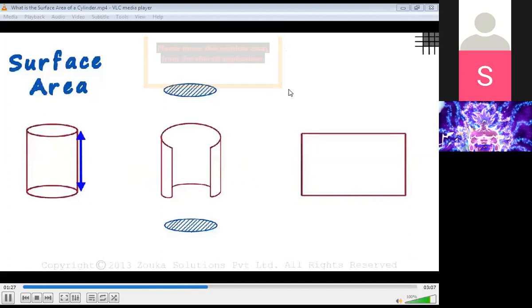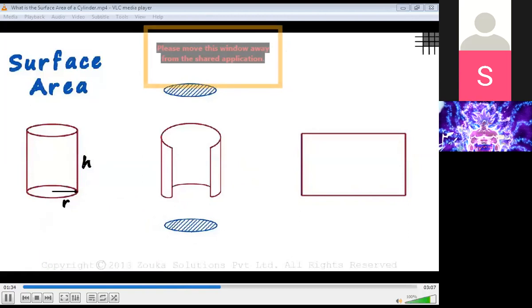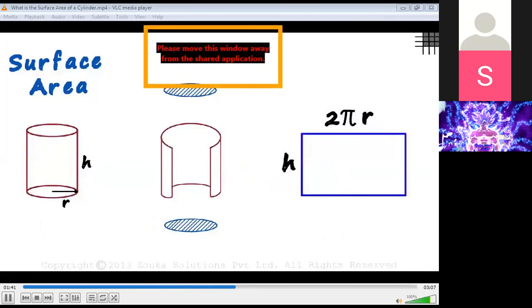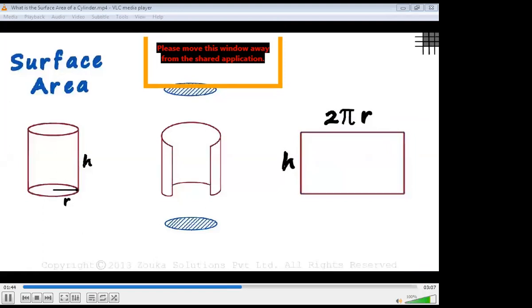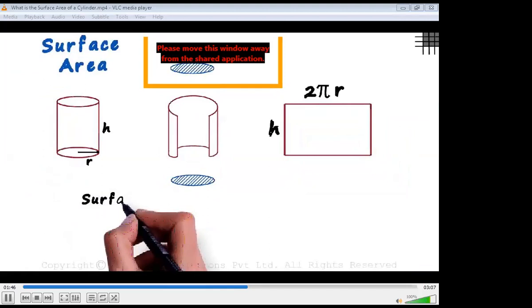Let's assume the height of the cylinder is h and the radius of the circular base is r. So the breadth will be h and the length will be 2 pi r. Don't forget, the area of this rectangle will be the curved surface area. But we need to find the total surface area of the cylinder.